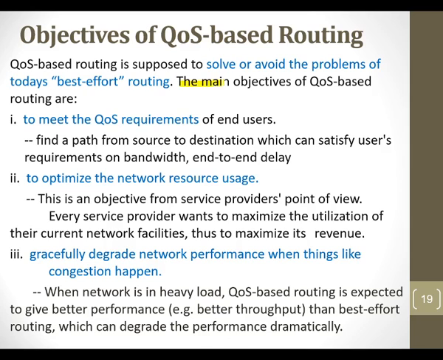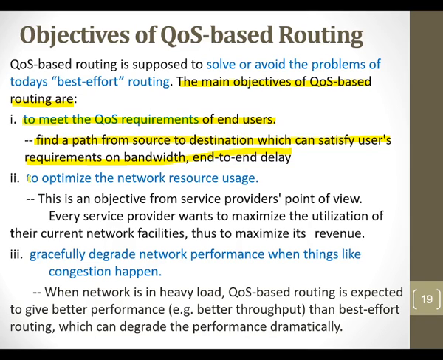The main objectives of quality of service-based routing are: the first one is to meet the quality of service requirements of end users. Quality of service-based routing is supposed to find a path from source to destination which can satisfy users' requirements on bandwidth, end-to-end delay, and so on. This should be done dynamically. Now, in case there are several feasible paths available, the path selection can be based on some policy constraints.